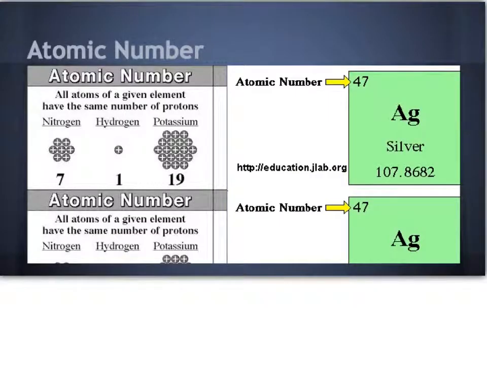Okay. The atomic number on the periodic table tells us our number of protons. All atoms of the given element have the same number of protons, and so that's what we call our atomic number. It's usually listed at the top of the periodic table.